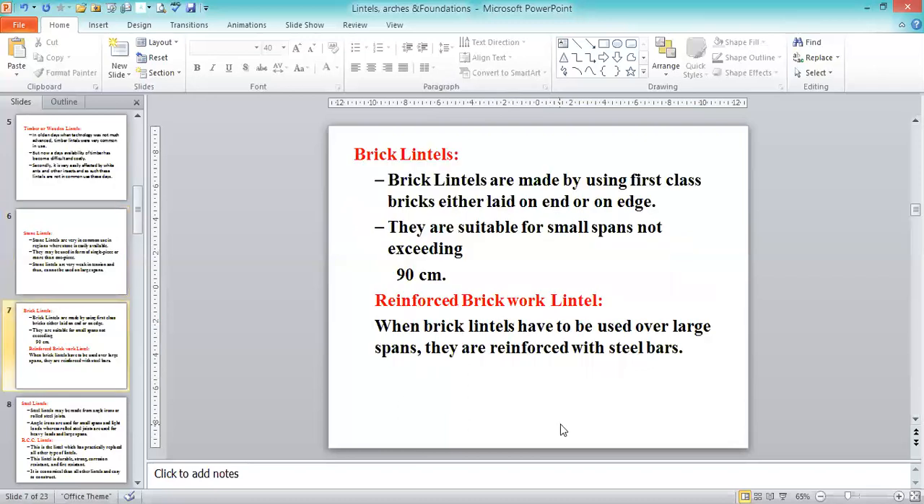Then the brick lintels. Brick lintels are made using first class bricks, either laid on end or on edge. They are suitable for small spans not exceeding 90 centimeters. Then the reinforced brick lintel. When brick lintels have to be used over large spans, they are reinforced with steel bars. This is known as the reinforced brickwork lintel. Brick alone, laid on edge or on end, is used only for small spans, because brick has less compressive strength than stone or reinforced brickwork lintel.